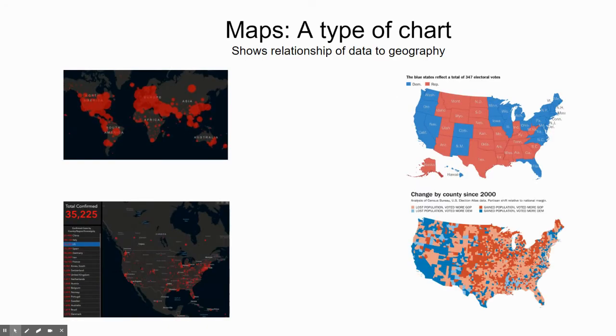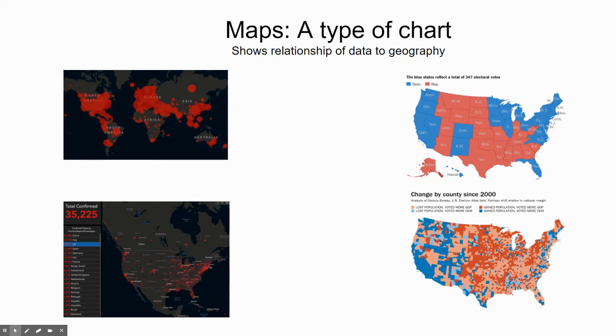A map is also a type of chart. It shows you how data is related to geography. So, for example, this is an election map which shows you how people voted by state. But if you look closer, you can see how people voted by district, and it looks quite a bit different.